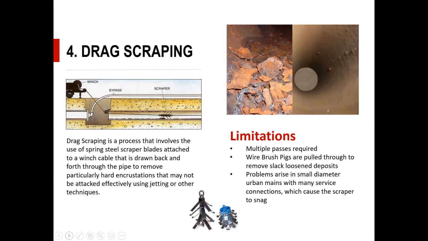If you can get a winch cable through, you put the cable through, and then you winch different types of scrapers through the pipe, and that breaks up and removes the scale. Obviously, the scale then drops to the pipe invert. Once you've got all the scale out, you can swap the drag scraping for some wire brush pigs, or actually pig the pipe with a combination of pigs, just to remove any of the deposits. Collect them at the far end again.